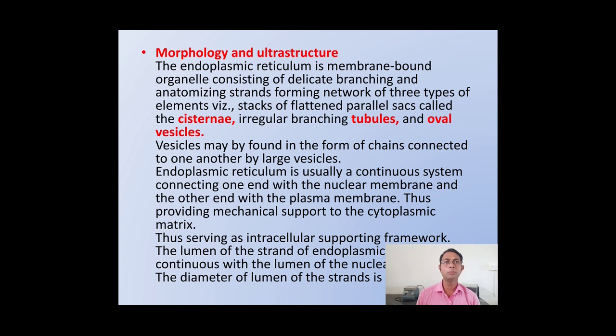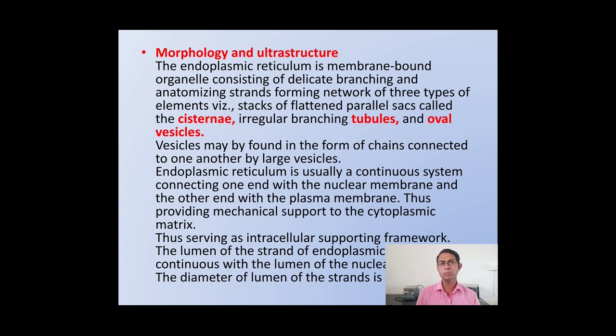Now the endoplasmic reticulum is a membrane bound organelle consisting of delicate branching and anastomosing strands forming a network of three types of elements: wide, flattened parallel stacks called cisternae, irregular branching called tubules, and oval vesicles. So simply we can say that when we observe this endoplasmic reticulum under the electron microscope, it shows that it is a membrane bound organelle. It means the endoplasmic reticulum has a membrane on its external side, and that's why it is known as a membrane bound organelle.